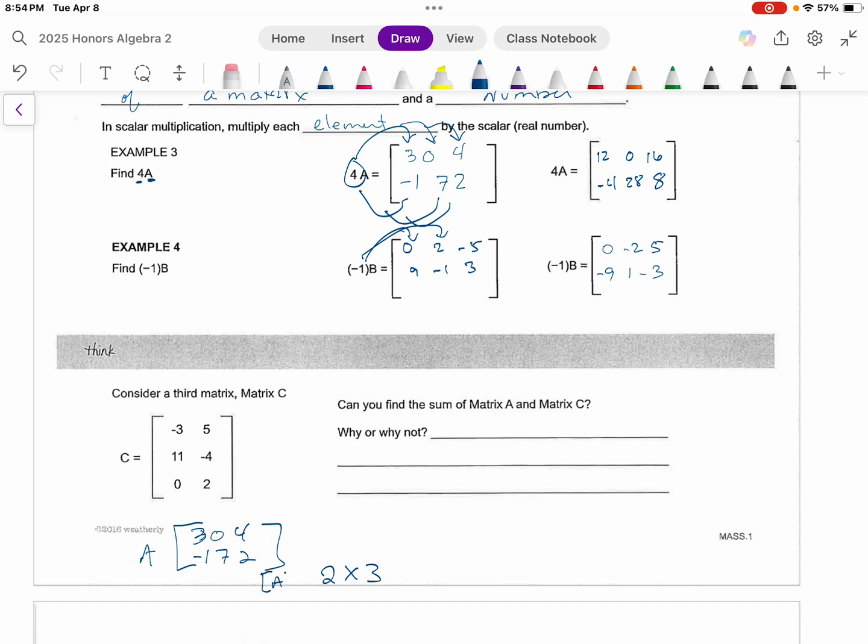Matrix A and matrix C is a 3 by 2. So even though they have common numbers there, they don't have the same dimensions. Even though they have the same number of elements, they still don't have the same dimensions. They have to match. These dimensions have to match in that order. So we are not allowed because the dimensions don't match.